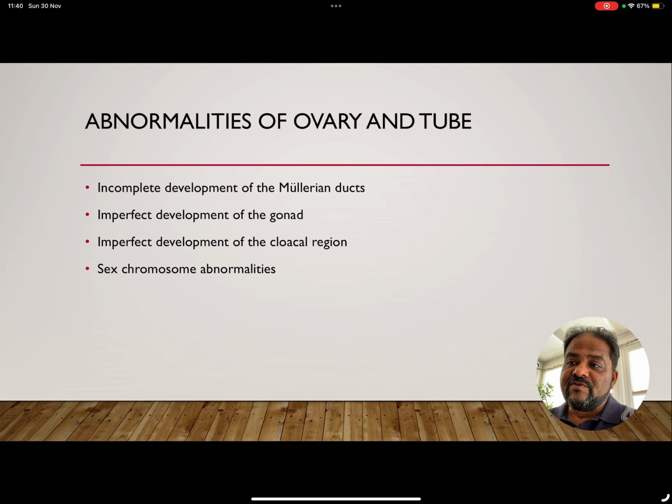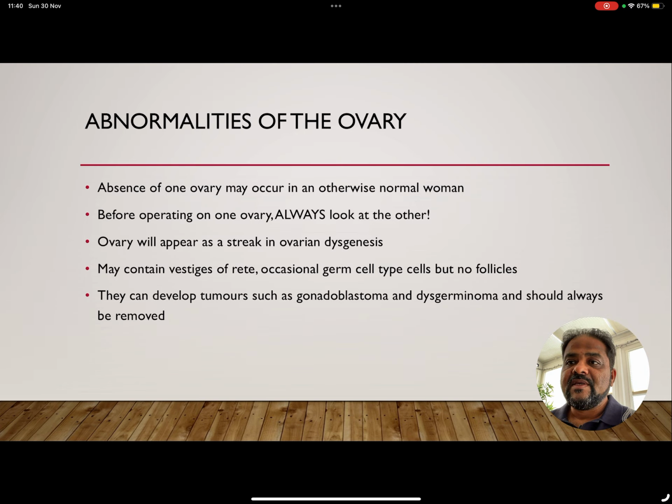Now, abnormalities of ovary and tube: incomplete development of Mullerian ducts, imperfect development of the gonads, imperfect development of the cloacal region, and sex chromosome abnormalities. So in the ovary, absence of one ovary may occur in an otherwise normal woman. Before operating, it is very, very important that you should see both the ovaries first, make an assessment, and then start operating. Otherwise, if by mistake you remove the only ovary, that will suddenly push the woman into menopause and cause further complications, especially in women of childbearing age.